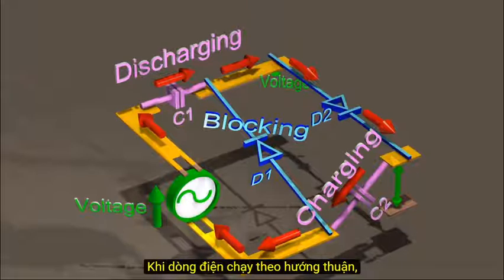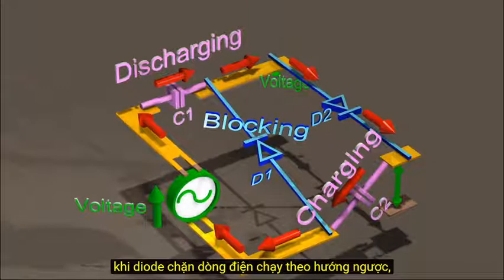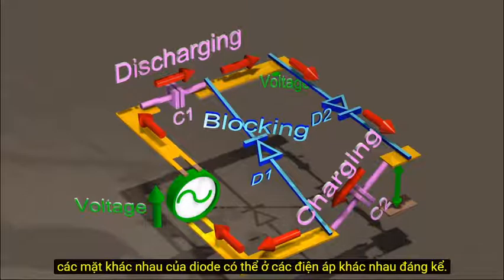When current flows in the forward direction, both sides of the diode are at about the same voltage. On the other hand, when the diode blocks current from flowing in the backward direction, the different sides of the diode can be seen at significantly different voltages.